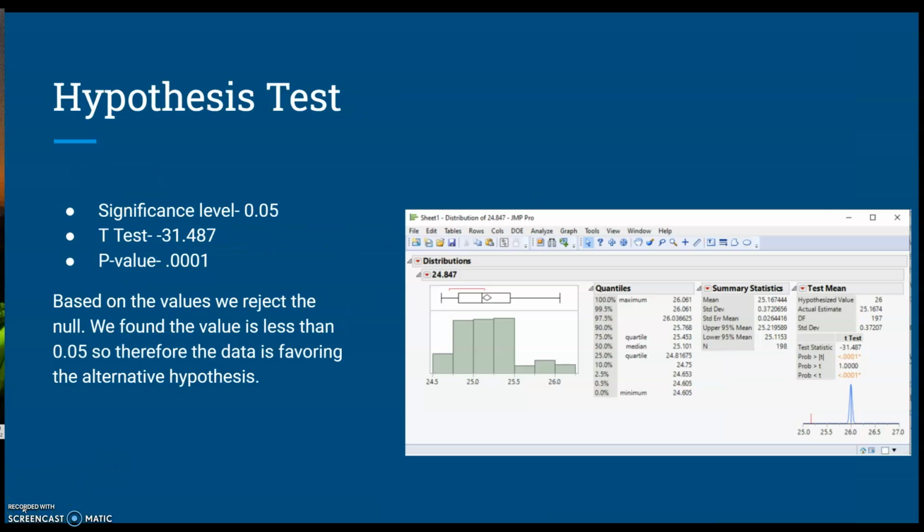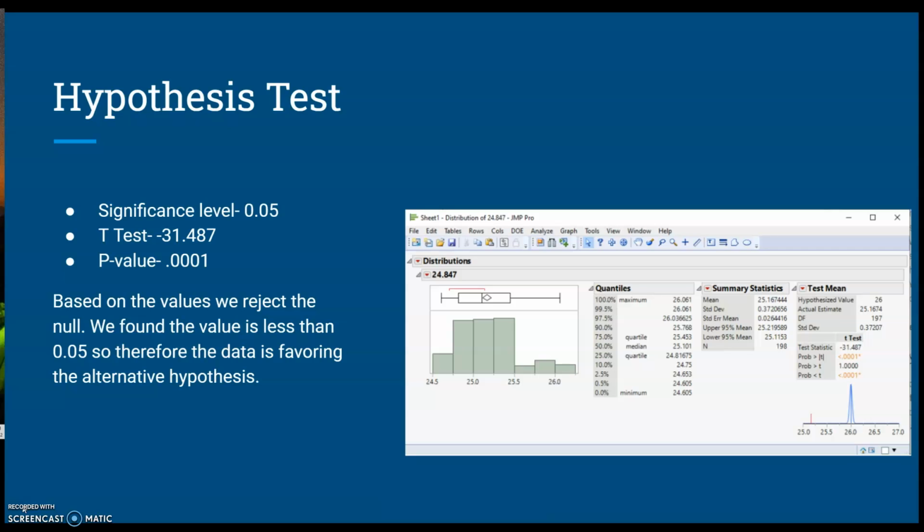Next, we are looking at the hypothesis test we did through JMP again. My graph is located on the right side there. The significance level that we used was 0.05. Our t-test statistic was negative 31.487, which was skewed to the left.